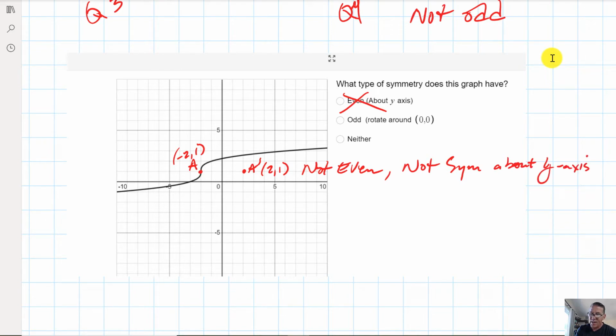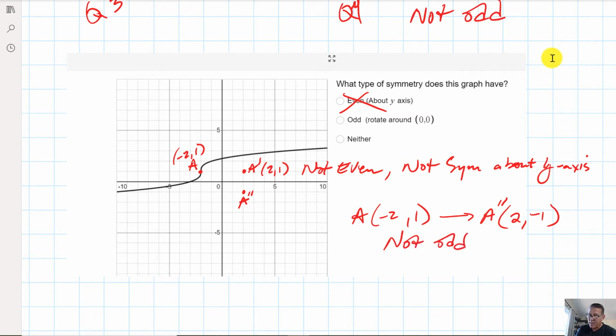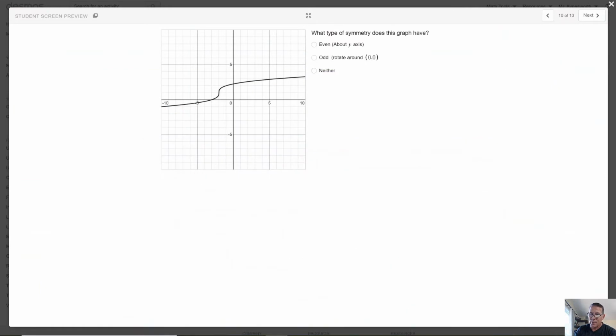And then is it odd? Well, if you take the opposite of both of those coordinates, A is at -2 comma 1, and you take the opposite of both, it transforms to 2 comma -1, and 2 comma -1 is down here. We'll call it A double prime. And guess what? That point is not on the graph, so it cannot be odd either. It's neither. It's not even and it's not odd. So we say it's neither. So you select neither.